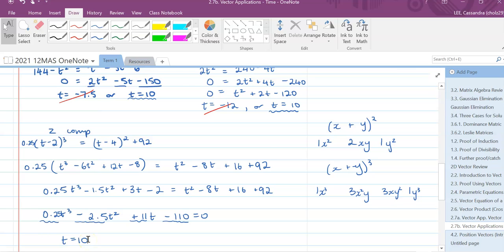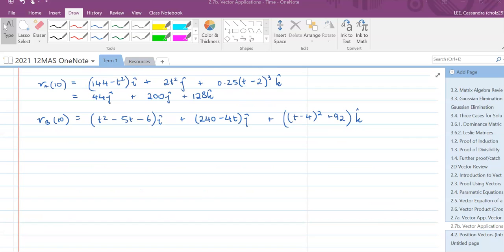So let's go ahead now. Let's substitute back into that original expression to determine when the equations are actually equal to one another. So I've gone ahead and substituted into my first equation, and I get a vector equation of 44i plus 200j plus 128k. So now we're just going to do the same thing with the second particle, just to show that they are indeed at the same spot.